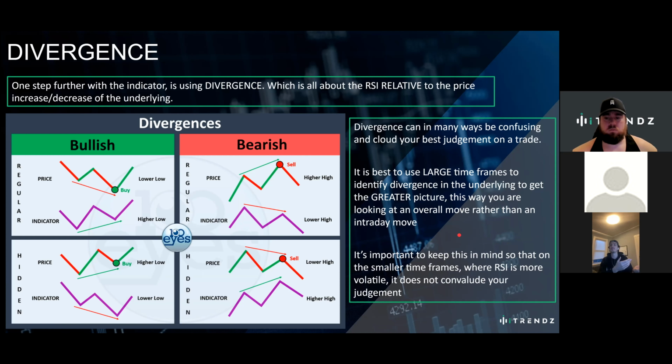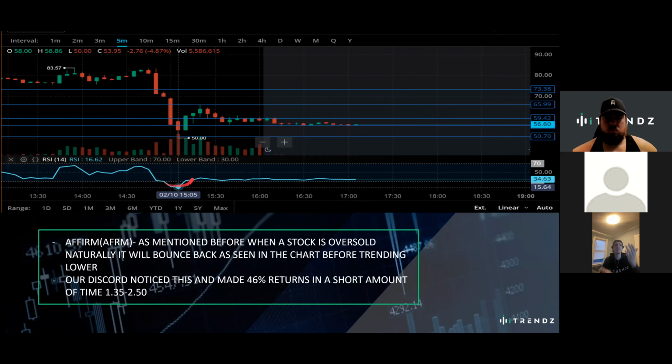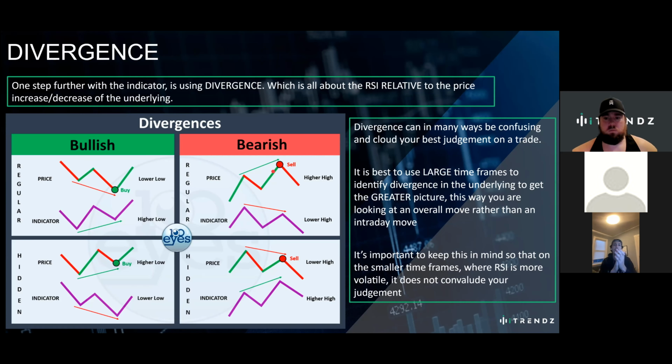Just like we looked at a firm on the 5-minute, you saw it. Like Spencer said, we traded it off of that oversold bounce. But if you're trying to read divergence on that 5-minute, there's just too much going on. And you got a lot of things that were working. Just pay attention to that overbought, that oversold, and utilize the indicator that way.